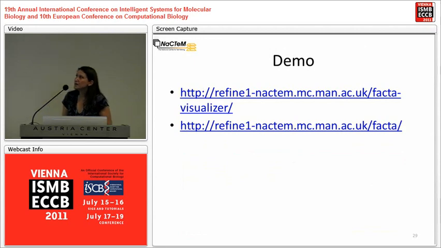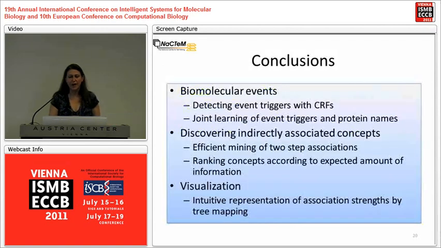I cannot do that, but there are two types. The first one, you can use Facta just to see with columns the direct and indirect associations. And in the direct associations, you can also go and view the documents, directly the snippets of information from Medline. And in this case, you have the visualization that I showed before. Okay, so I'll conclude now.